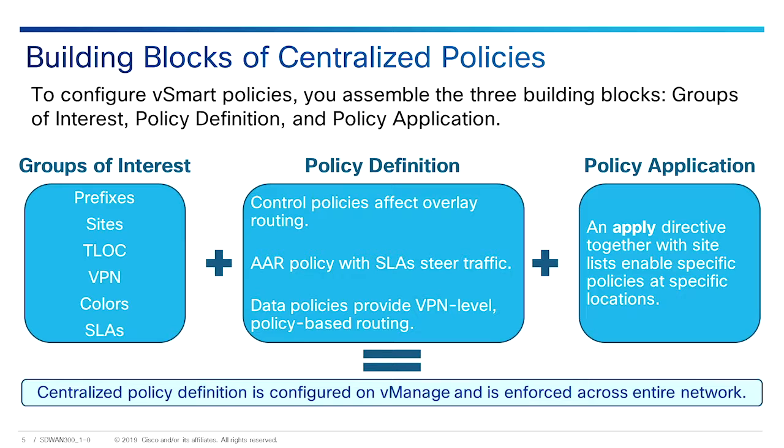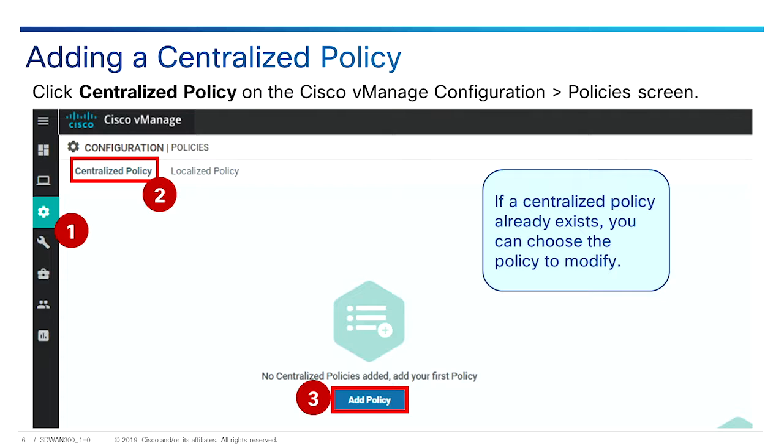The figure lists the specific policy configuration keywords that you use to define lists and policies and to apply the policy. We'll go through this. Obviously, we're looking at this at a 10,000-foot level. Once we zoom in a bit more, it'll make a lot more sense. So how do we do this? Well, we go into configuration, then centralized policy, and then we add a policy.